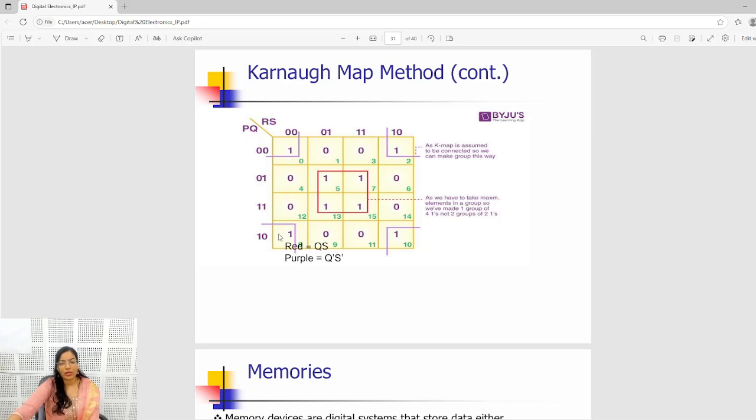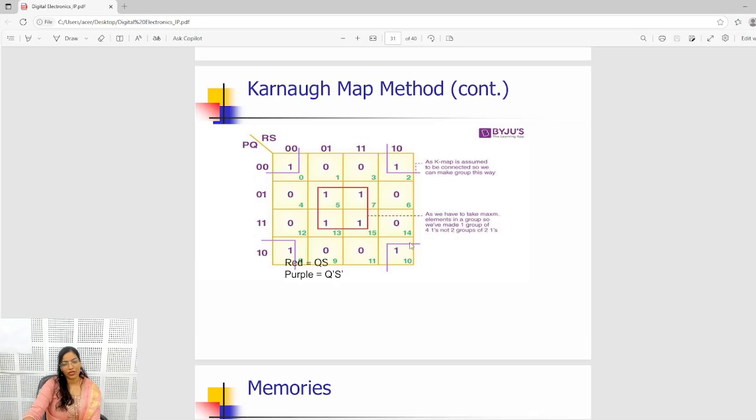For the purple quad, we have to see again what is common. It is Q bar from here, and it is S bar from here, because here S is 0, here S is 0, so S bar. Again here Q is 0 for this, so it is Q bar. So the answer to the purple quad is Q bar S bar. For the red quad, it is QS. So this is how we simplify our Boolean expression from a K-map. I hope this gave you somewhat clarity.